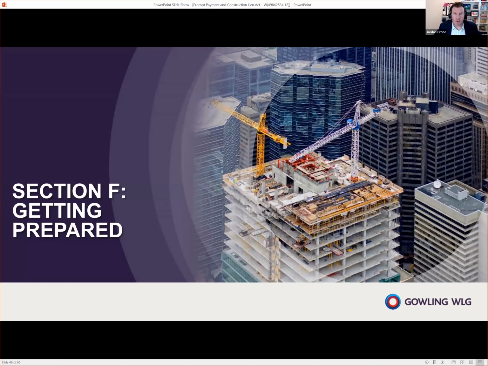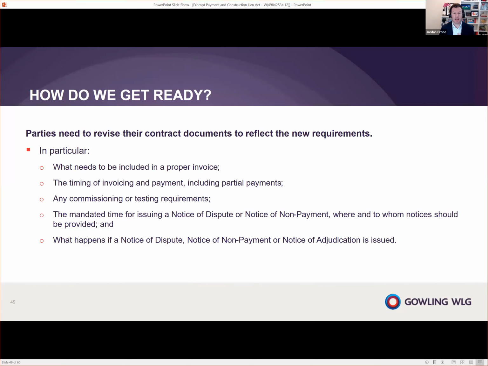So this takes us to the getting prepared section, which is an important section about getting ready. So let's dive into this one. And I think one of the biggest things that the parties are going to need to do is there's a lot to do before August 29th, 2022. And one of the big things that you're going to need to do is to revise your contract documents to reflect the new requirements.